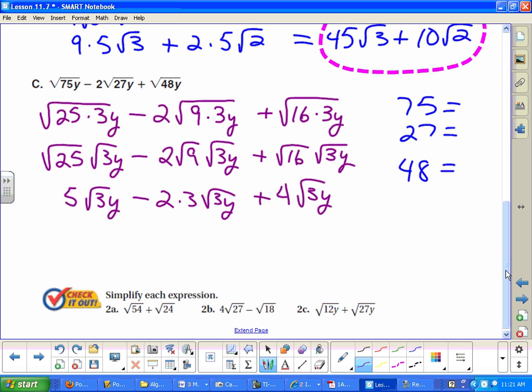So I look at what's under the radicals. 3y, 3y, 3y. They're all the same. Since they're all the same, I can combine them together. So this is 5 minus 6 plus 4. 2 times 3 is 6. Not 2 plus 3 is 5, but 2 times 3 is 6. So 5 minus 6 is negative 1 plus 4 is 3 square roots of 3y.